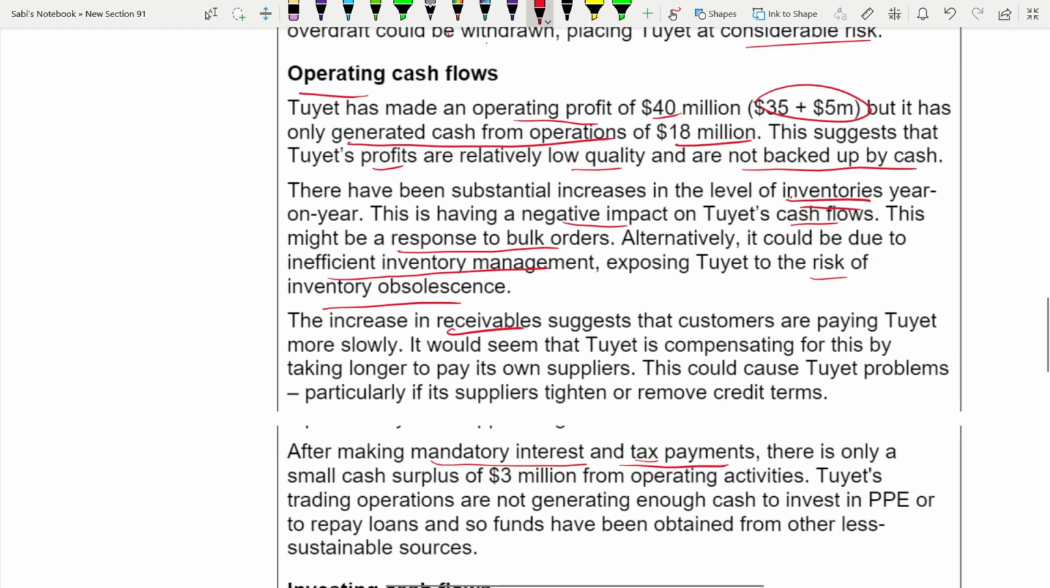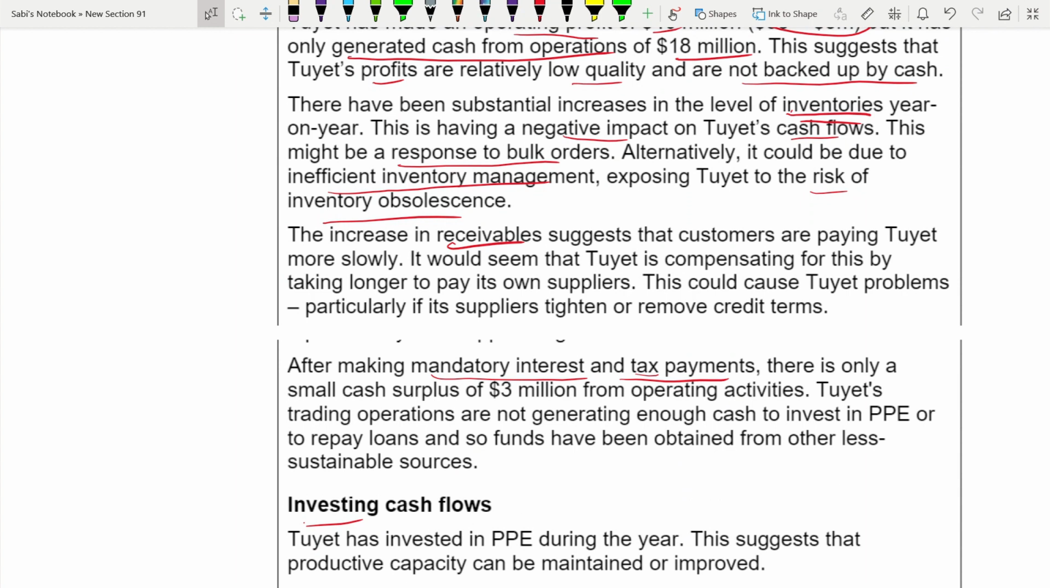Coming to the receivable side, this is not good. That means customers are paying more slowly. It would seem that the company is compensating for this by taking longer to pay its own supplier also. You see, even your creditors are increasing because your customers are paying you late. You are also paying late to your supplier. This is not good because the supplier might tighten or remove the credit terms later on.